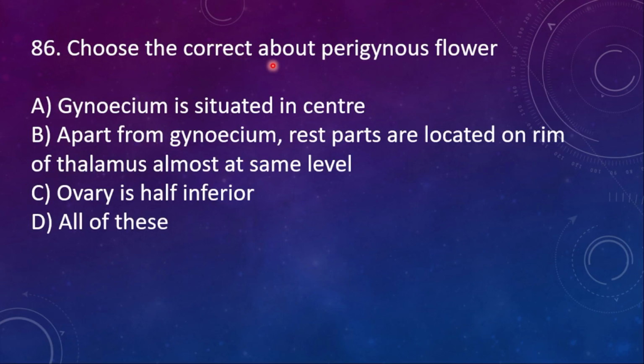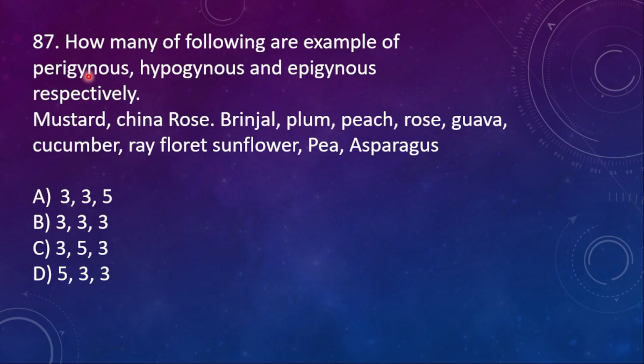86. Choose the correct about perigynous flower. A, gynoecium is situated in center. B, apart from gynoecium, the rest of the parts are located on the rim of thalamus almost at the same level. C, ovary is half inferior. D, all of this. All of this is correct. All these statements are with respect to perigynous flower.